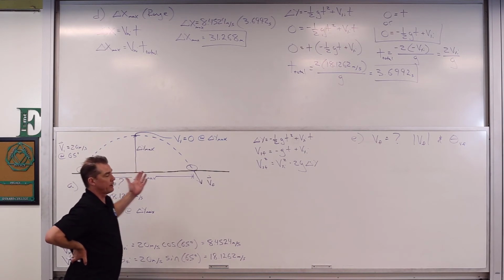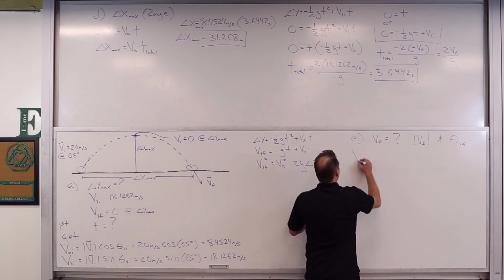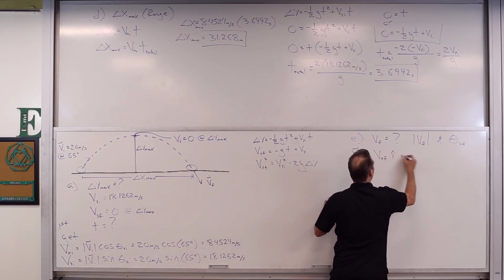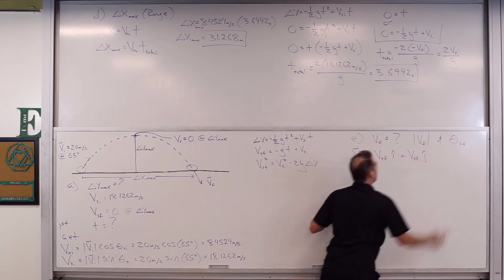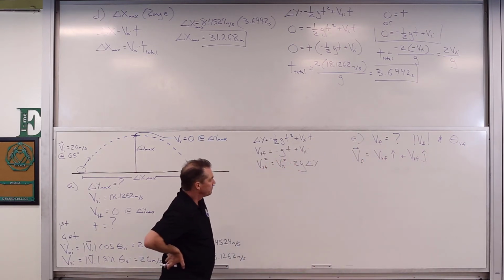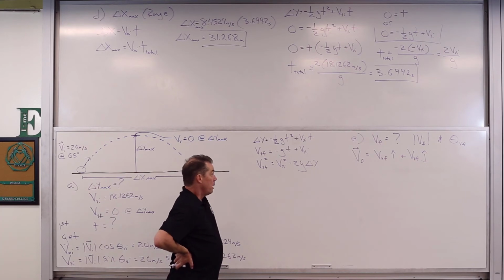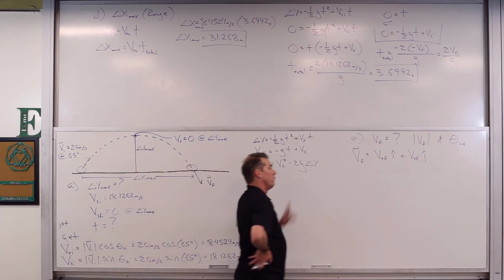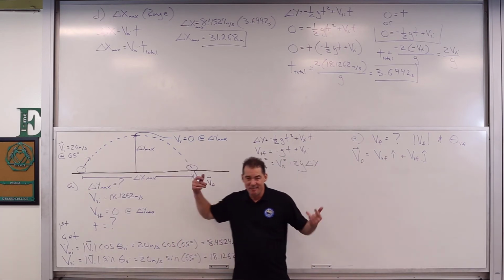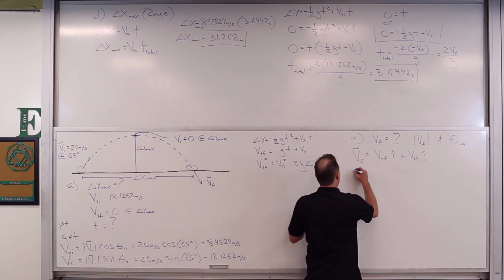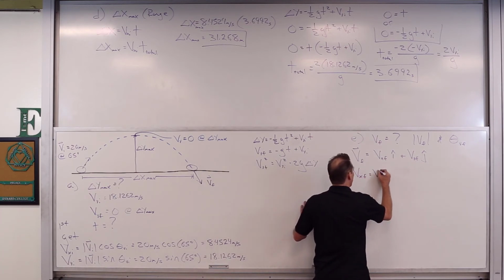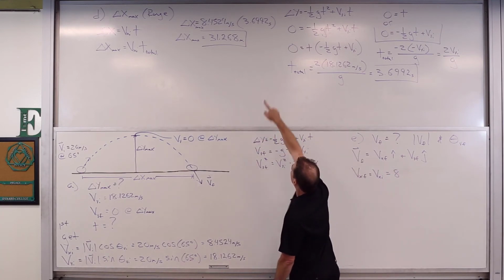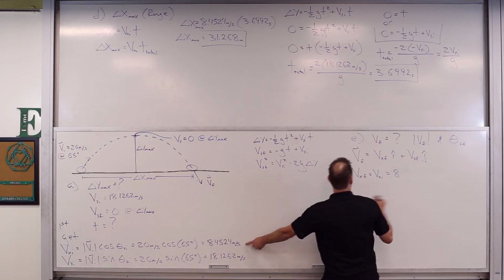So let's go ahead and figure out what that is. Well, this is what we've got: V final is going to be equal to Vx final i hat plus Vy final j hat. All right, that sounds good, right? So what do we know about this? Do we know what Vy final and Vx final are? We do know Vx final because there is no acceleration in the x direction. That is to say, Vx final is equal to Vx initial, which is 8.4524 meters per second.